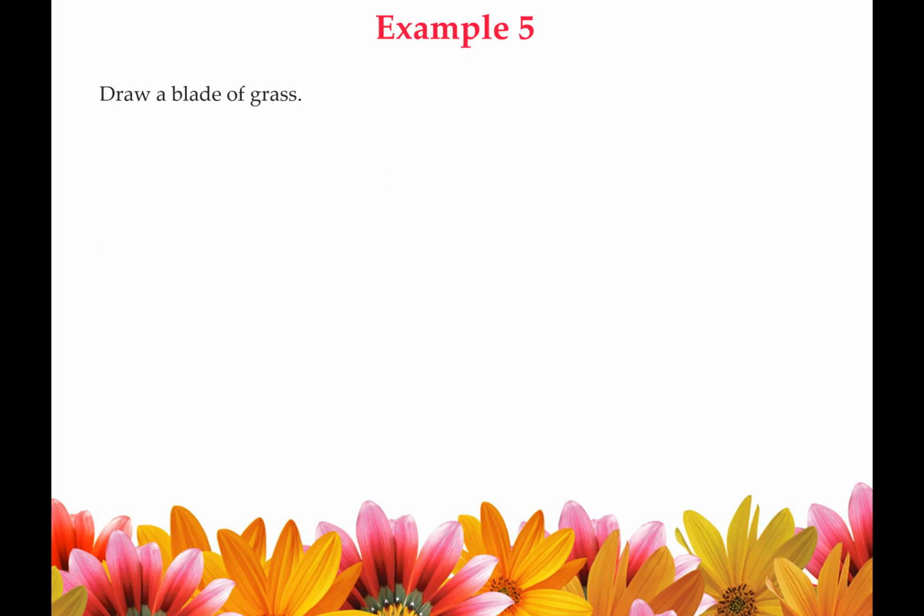All right, example 5 is to draw a blade of grass. Here I am. That is it. I did a really nice job, maybe a little bit of dimension. Oh yeah, maybe a shadow.